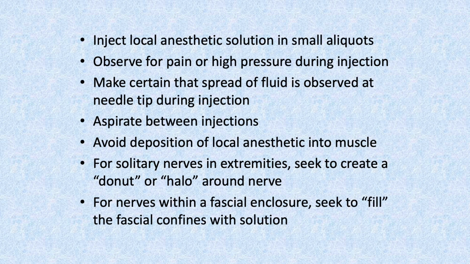Always, when you are doing blocks, inject the local anesthetic in small aliquots. Inject slowly, because if you are too near to the nerve, the patient will have pain. Most of the time, if you are very near to a nerve, they will have paraesthesia, but sometimes with injection, there will be pain. Then you aspirate in between injections to make sure that you are not in a vessel. For a nerve, you try to create a halo, which means you surround the nerve with the local anesthetic. If you are doing a fascia block, you try to fill up the fascia with LA.